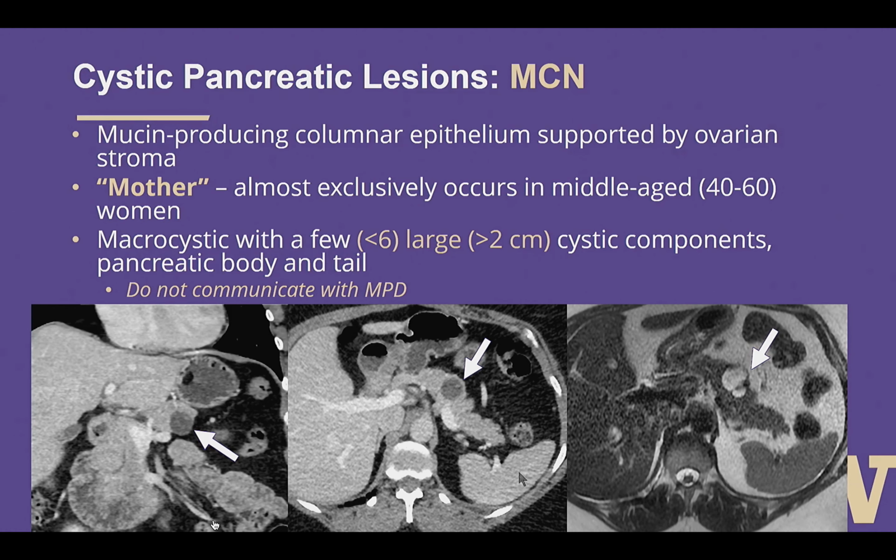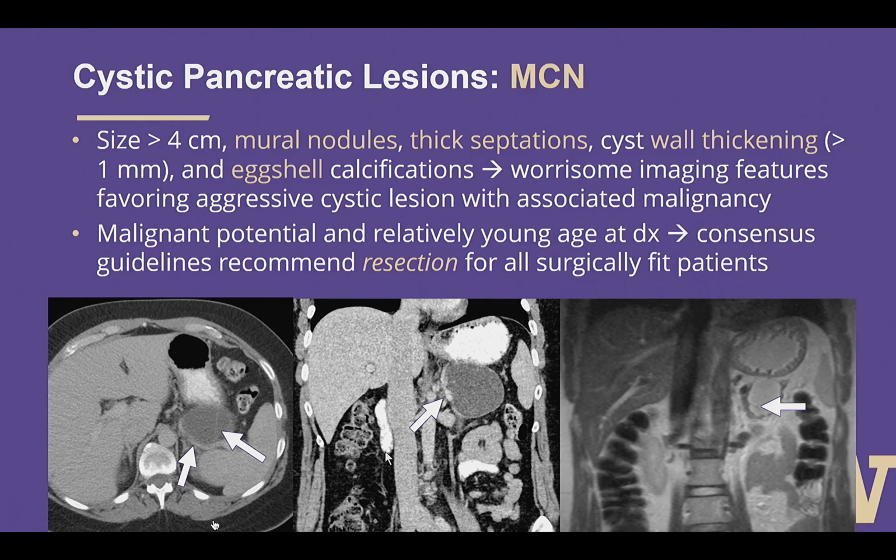Mucinous cystic neoplasms are termed the mother lesion since they almost exclusively occur in middle-aged women. And these are macrocystic lesions with a few large cystic components. And importantly, to distinguish from an IPMN, they do not communicate with the main duct. There is malignant potential for all of these lesions, and so if you see mural nodules, thick septations, wall thickening, or eggshell calcification, this should raise concern that you have a corresponding malignancy associated with the lesion. So for most of these patients, because there is malignant potential and they present at a relatively young age, most are surgically excised.